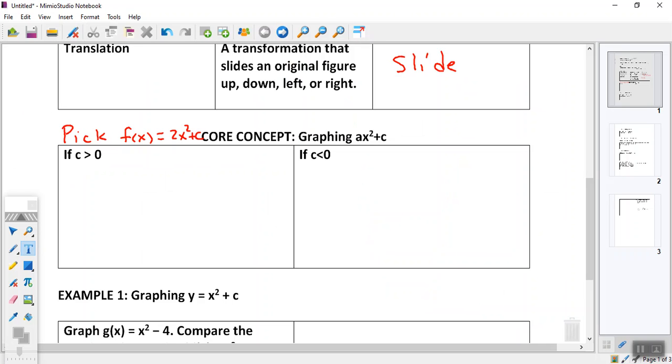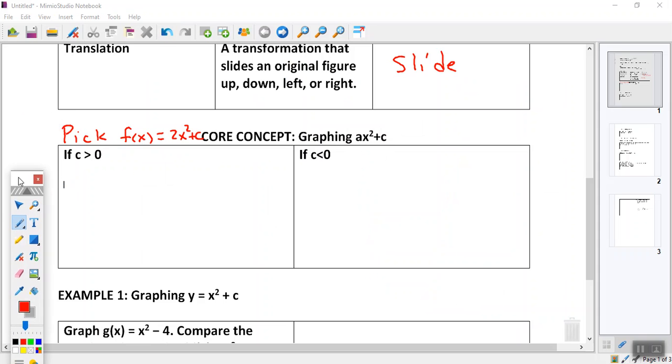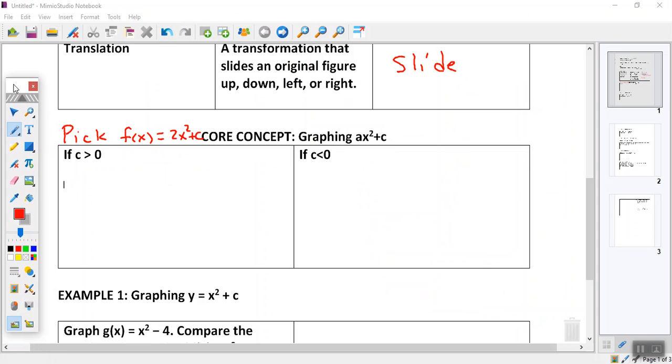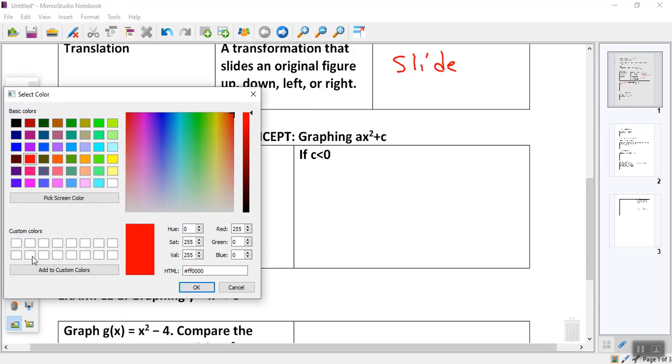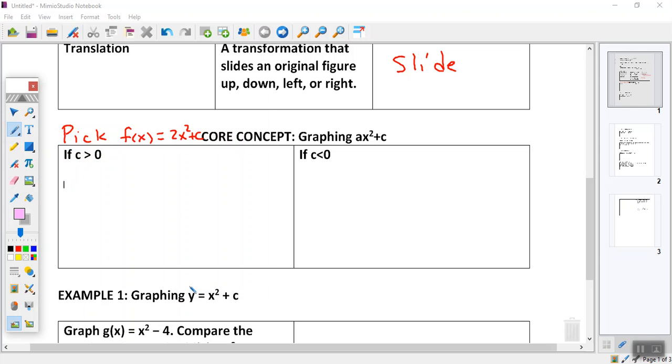Once we know that and can see that, if C is greater than 0, this, let's pick a fun color today. What the heck? All right, let's go with it. So if C is greater than 0, it translates. And when I say translate, that means slide. Translates up C units.